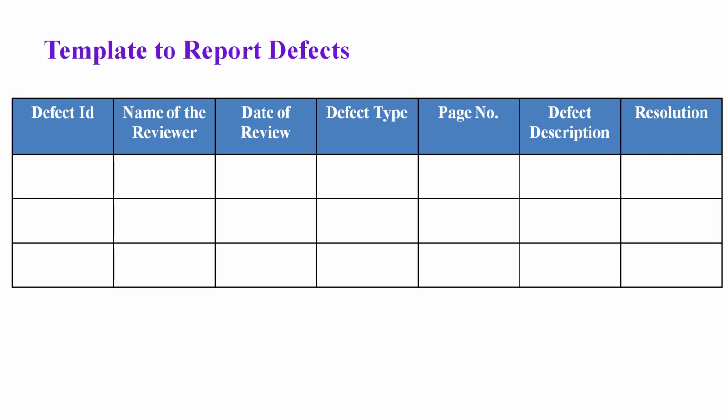See, this template or the model of this document will change from one company to another company. Some companies may use a different template. Some companies may use different rows and columns in the template. So this is a generic model. This is a generic template to report the defects.